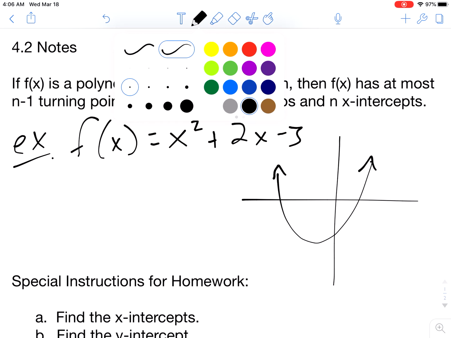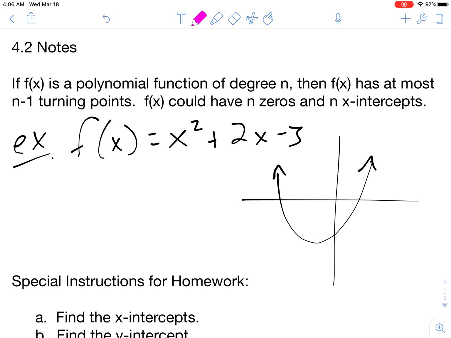So in this example, this function has degree of 2. That's a second degree function. So the n would be 2 as far as these notes go.